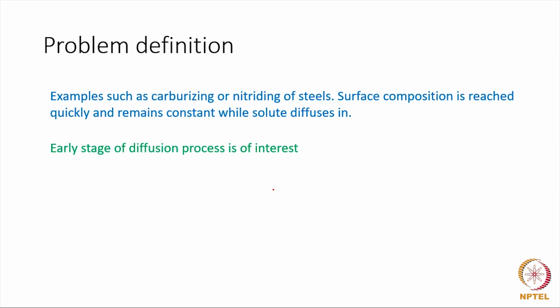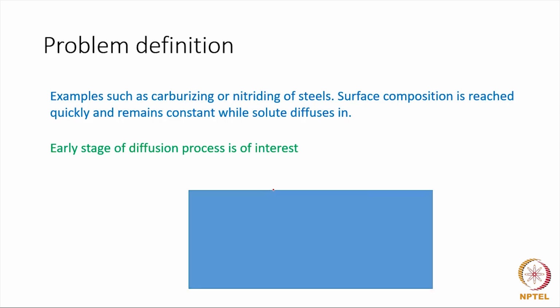So we are actually interested in the early stage of the diffusion process, and that means that as soon as the surface composition has reached a fixed value and stays there, that's the process we are looking at. If you were to look at a very long term diffusion, then you may actually have flattened composition profiles which are not of our interest in this particular case. So the description of the problem is complete only when we have a schematic diagram.